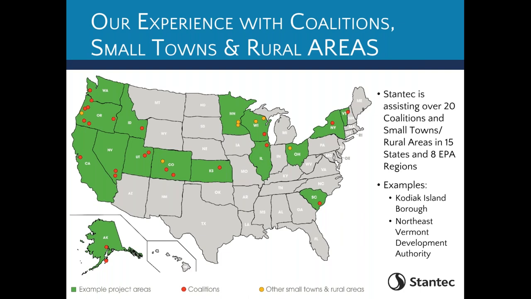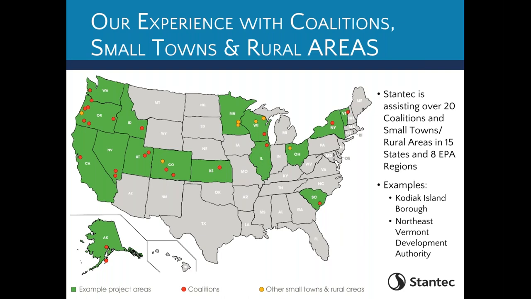Ignacio asked me today to share our experience in working with coalitions, as well as working with small towns and rural areas. The red dots on the map on this slide indicate all the places where we have active coalitions that are working together to implement a series of EPA brownfield grants, the core of which is community-wide assessment grants. The orange dots on the map represent rural communities that have gone after these grants as sole applicants, but you can see there aren't a whole lot of them.